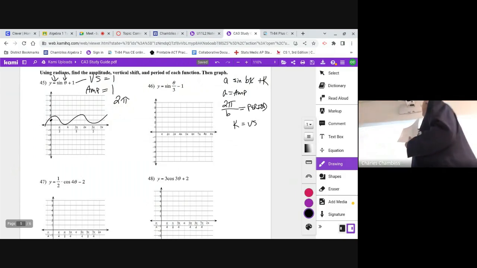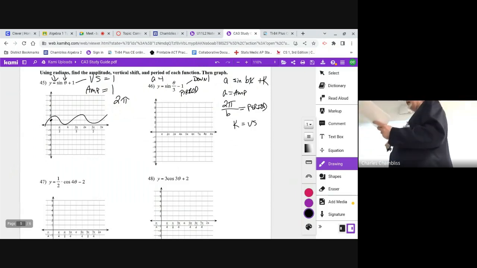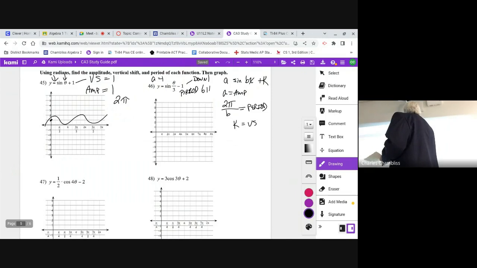Sine theta over 3 minus 1, that's going to be shifted down 1. Amplitude is 1, and period, 2 pi divided by 1/3, that's going to be 6 pi. So this one's pretty wide. Like that.